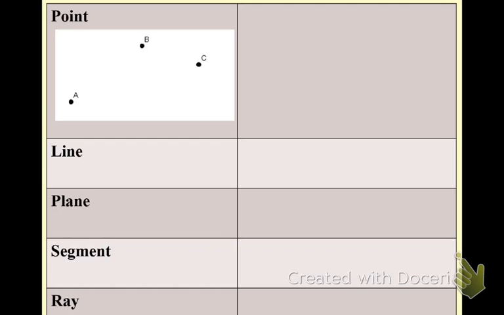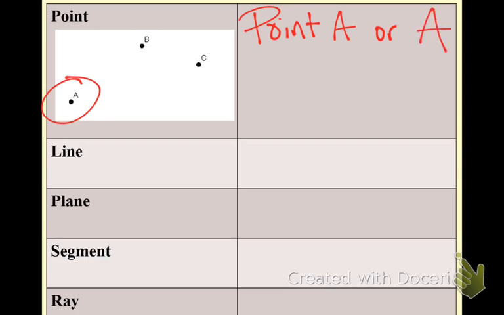So we're going to talk about naming them. This is, again, still from 1.1. We're just reviewing. Let's say I wanted to name this point. There are two ways to name it. What do we think? Point A, and then Gage already said it. What's the other way? A. They need to be capitalized.